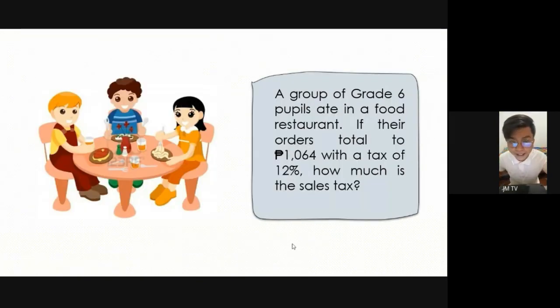Kanina commission yung pinag-aralan natin, ngayon naman punta na tayo sa sales tax. Sabi dito sa ating problem, a group of grade 6 pupils ate in a food restaurant. If their orders total to 1,064 with a tax of 12%, how much is the sales tax? Ang grupo ng grade 6 ay kumain sila sa restaurant. Ngayon, ang kanilang total order price ay 1,064. Meron tax yon na 12%. Kano daw ba yung sales tax na yon?